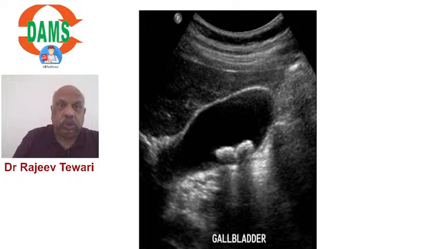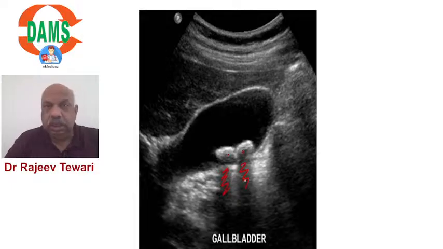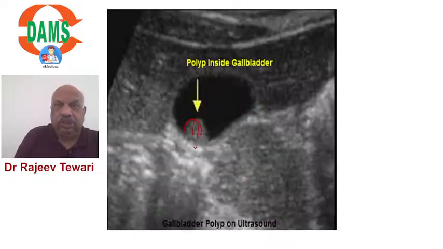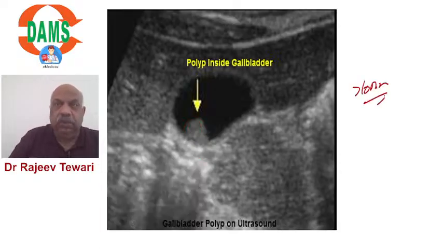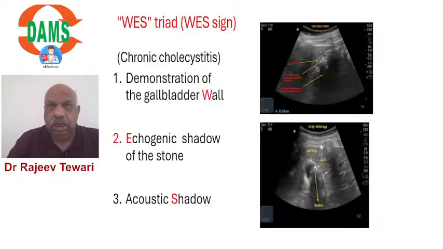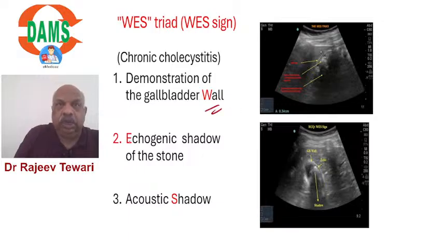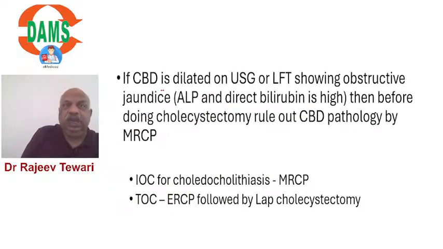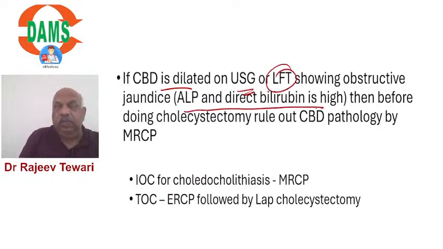So this is the gallstone, which gives an echogenic shadow and the acoustic shadow behind it. This is a polyp where we don't have acoustic shadow. This is how you differentiate gallstone from polyp. And any polyp more than 10 millimeter should be removed for the risk of cancer. Less than 10 millimeter, we order conservative observation. And this is the Wall-Echo-Shadow triad where we can see the wall, echogenic shadow and acoustic shadow suggesting chronic cholecystitis. So if the CBD is dilated or LFT showing high ALP, direct bilirubin, then we should order MRCP. Without MRCP, we should not operate.